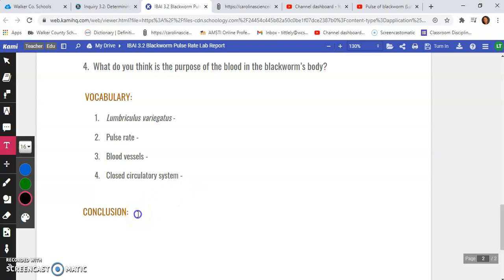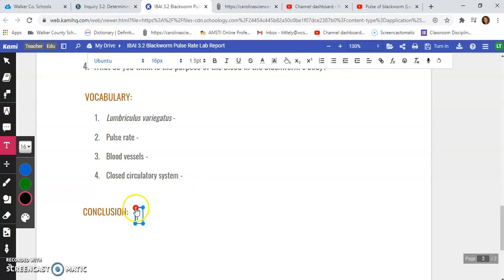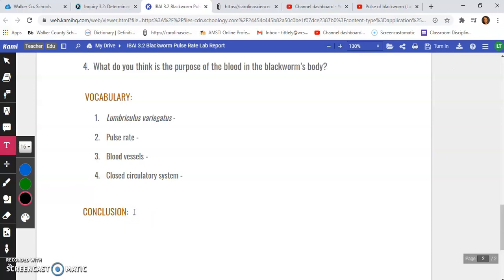Then lastly, for your lab report, and I've been noticing that a lot of you are skipping the conclusion. The conclusion counts anywhere from 10 to 15 points of your grade, so please make sure you attempt the conclusion. In this lab, our conclusion is going to be describing how you think blood flows through the body of the black worm. So you can use our observations that we made of the blood flowing through the black worm's body from the video we watched, and us calculating its pulse rate. Use some of those as pieces of evidence when you're writing your conclusion.